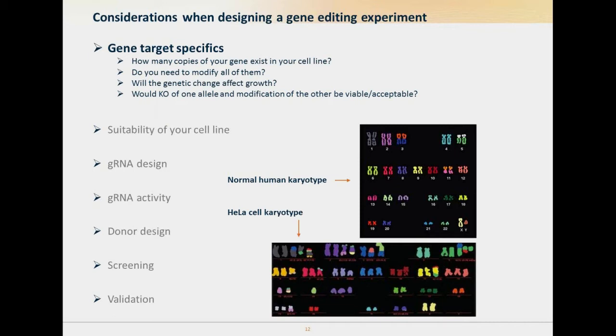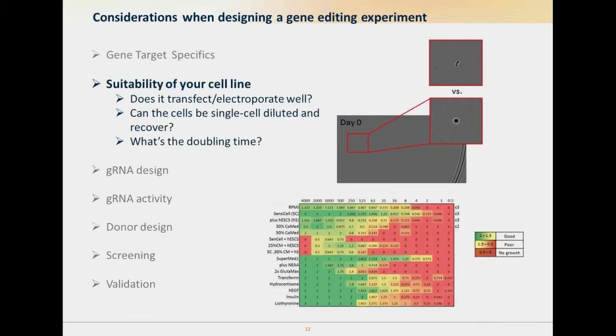One of the other things you can consider is, would it be okay, for example, particularly with CRISPR, if you were to knock out one of the alleles while modifying the other one with the intended alteration? That is a result that you often get with CRISPR, and we'll talk a little bit later about why that's the case.